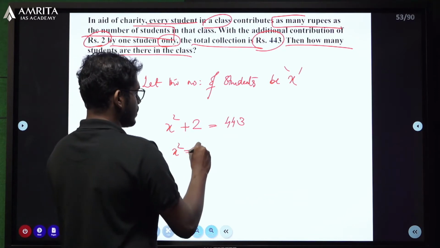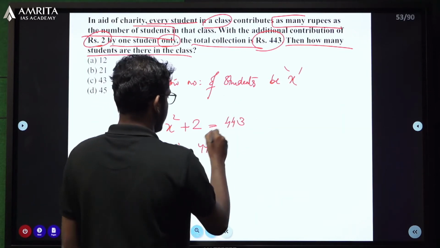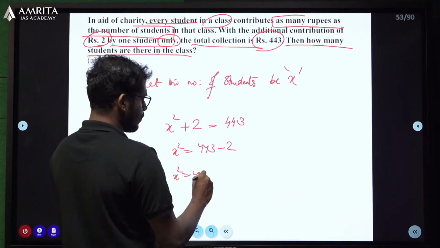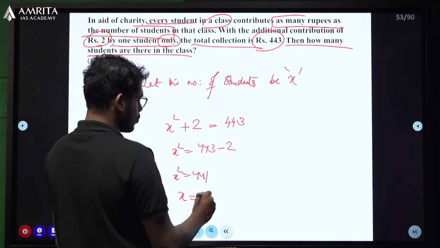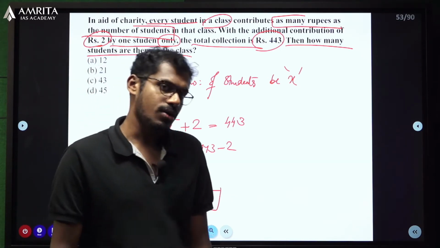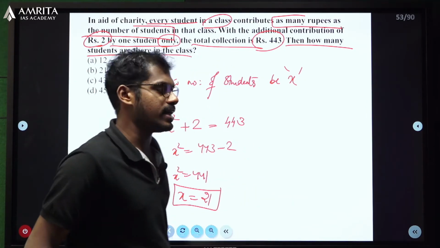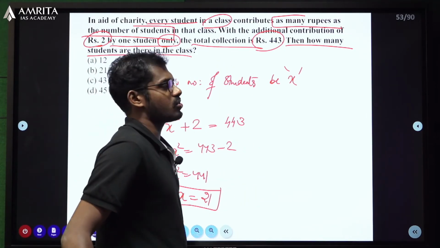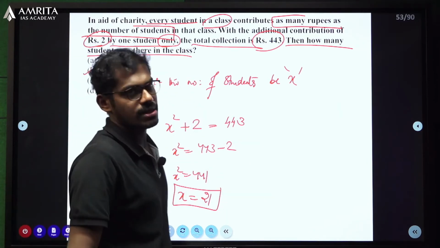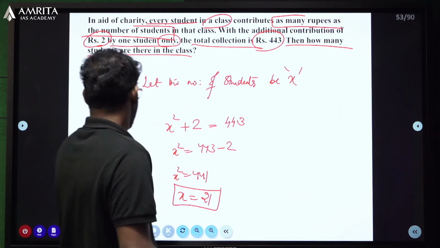So, then the equation becomes 443 plus 2 moves to the right side of the equal sign. So, 443 minus 2, x square is equal to 441. So, x is equal to root of 441, it is 21. Can be plus 21 or minus 21. Here, the question deals with the number of students. So, it cannot be minus 21. It is plus 21. So, the value of x is 21. How many students are there in the class? There are 21 students in the class. Clear? Okay. Next question.